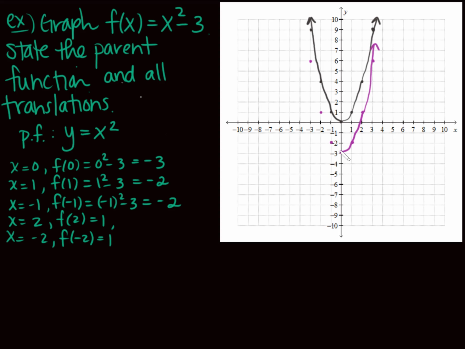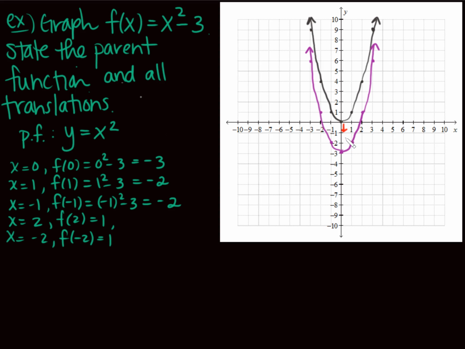All right, so look at what is happening with this graph right here. I want you to notice a couple of things. As I look at the points from my parent function, look at this point right here. It's going to go down. Oh, yellow isn't working. How about red? Look at this point right here. Do you see how it's shifted?